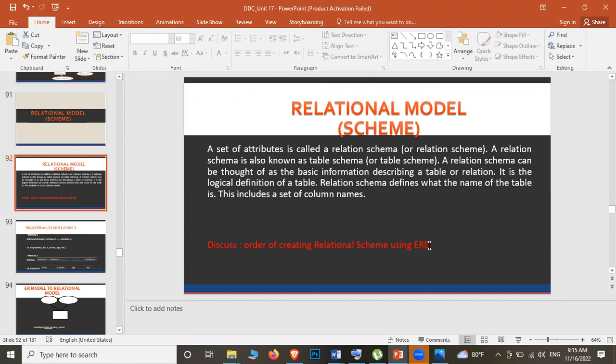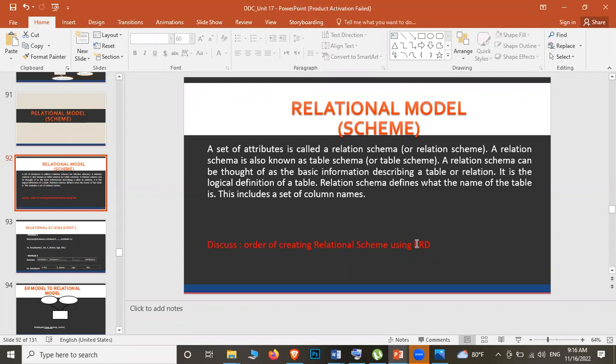So what does relation schema mean? We can't just take the diagram, develop a database, and insert all the data into the table. Okay, so there is something called a relational schema. Relational schema is where a set of attributes, and each entity, are known as tables, right?